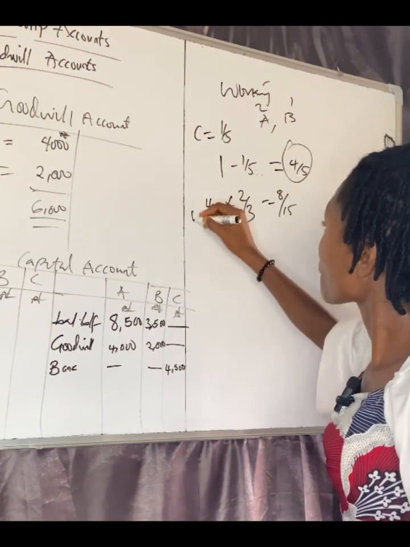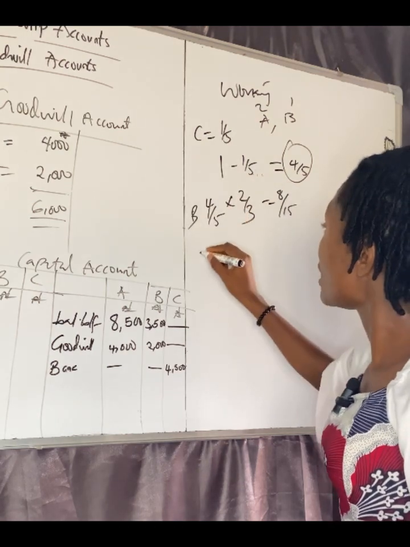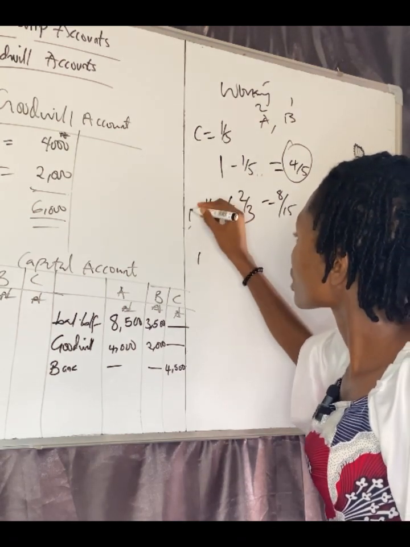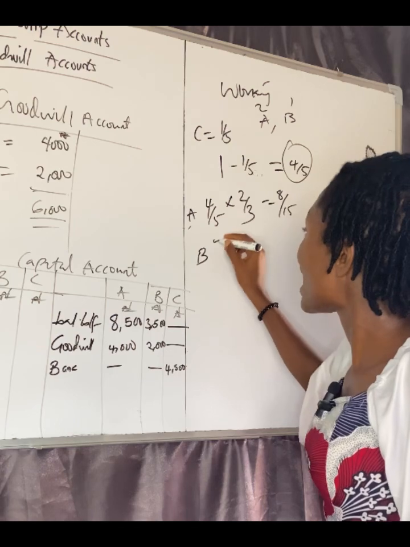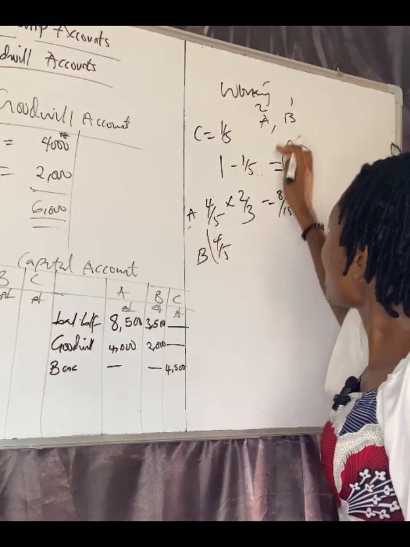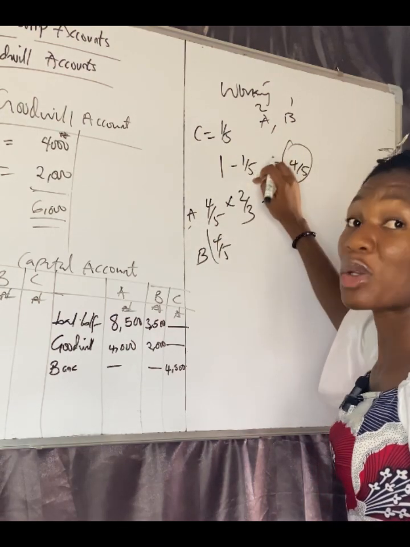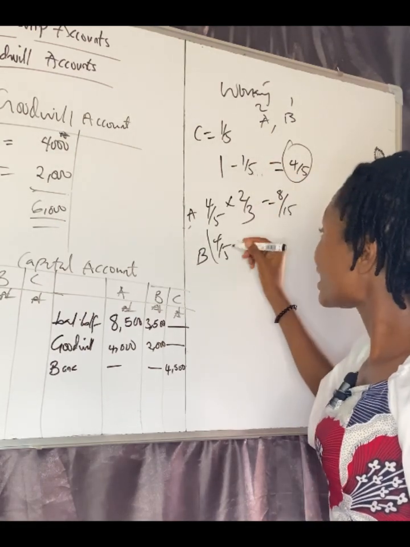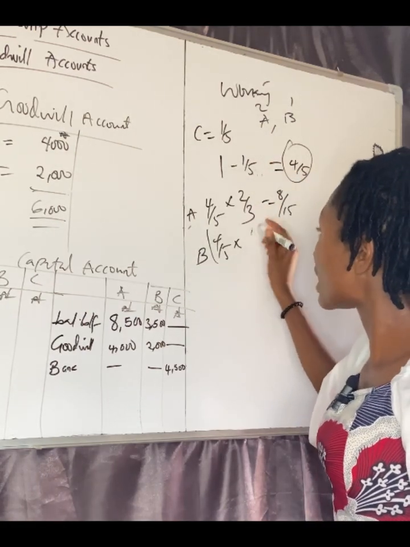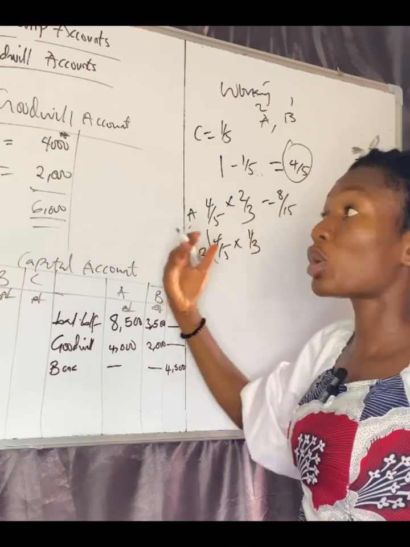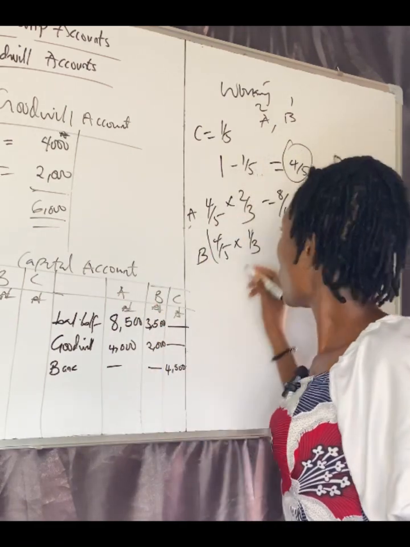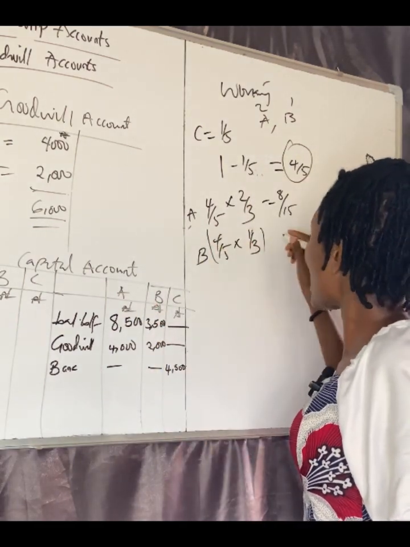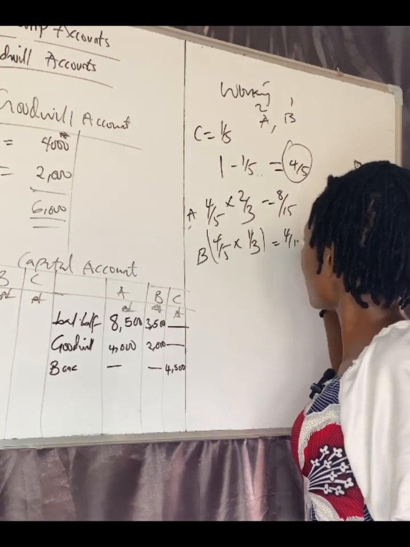This is for A, and then for B, we are still having that balance, after we have subtracted 1/5, the C portion of profit. We are getting that balance multiplied by 1/3. 1/3 is the old profit sharing ratio for B. We are multiplying by 1/3 to arrive at 4/15.